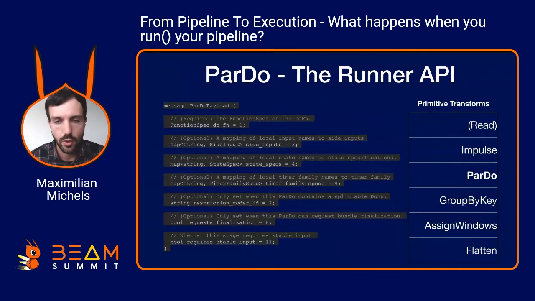And finally, let's take a look at just the ParDo payload. The ParDo payload would again be a function spec, and this function spec would, in this case, hold the code that the DoFn in the ParDo is composed of. So a Python or Java code that you wrote in your DoFn. And then we have side inputs, state, timers, anything you need to execute your ParDo.